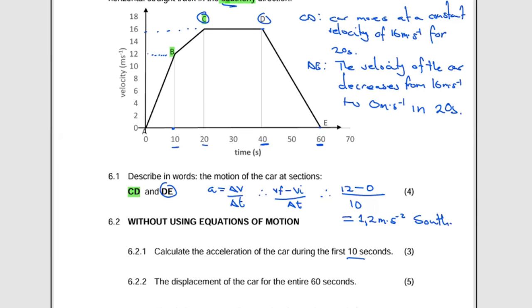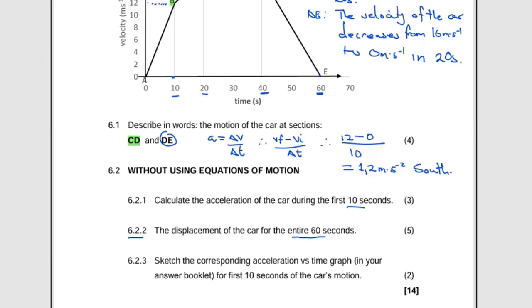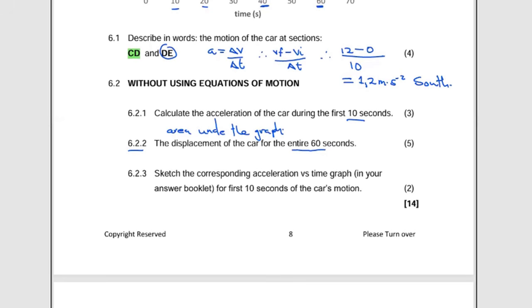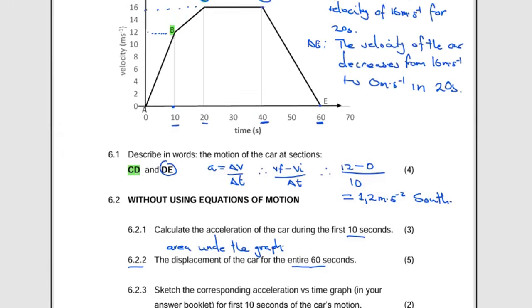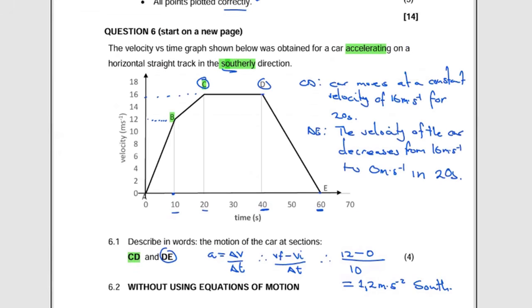Okay. So then to proceed to 6.2.2, it says calculate the displacement of the car for the entire 60 seconds, right? So for this entire 60 seconds, your displacement there is the area under the graph, like that. So to quickly work it out, I'm going to divide it into parts: 1, 2, 3, 4 parts, right?